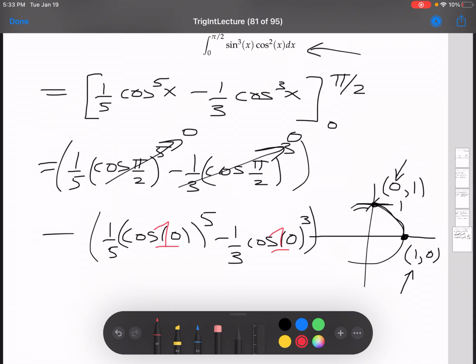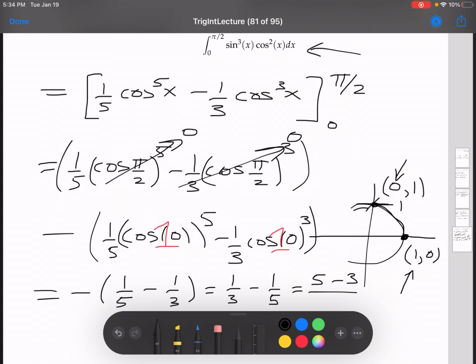So our problem boils down to negative 1/5 minus 1/3, which is 1/3 minus 1/5, which is, let's see, it's going to be 5 minus 3 over 15 for a grand total of 2/15. All right, that's the answer.